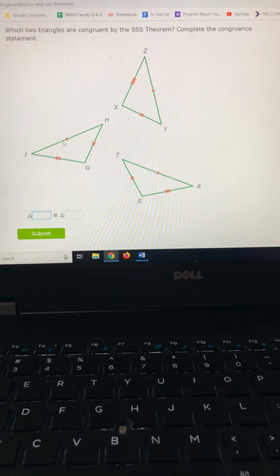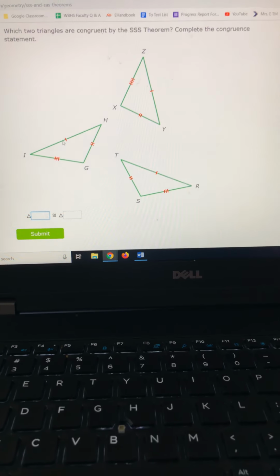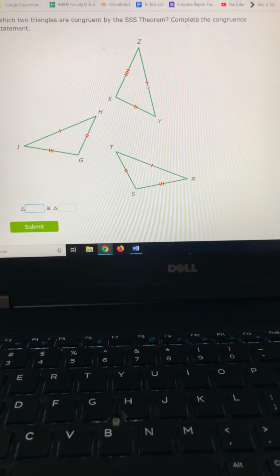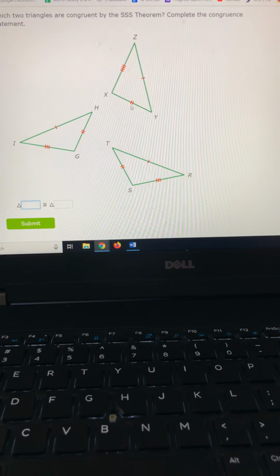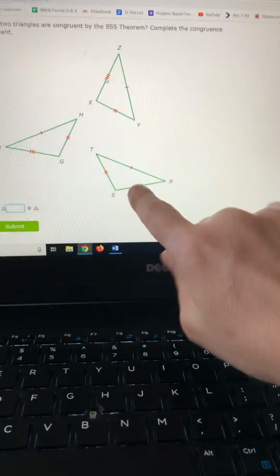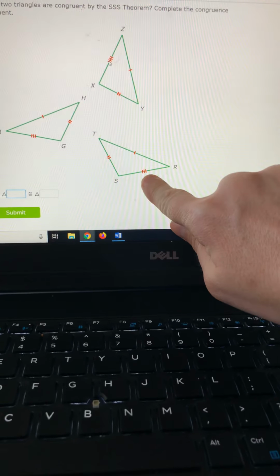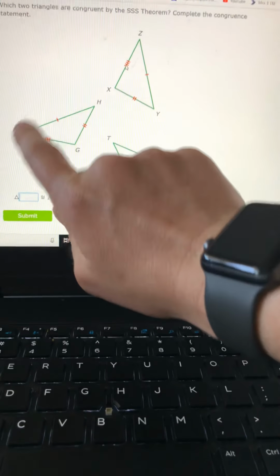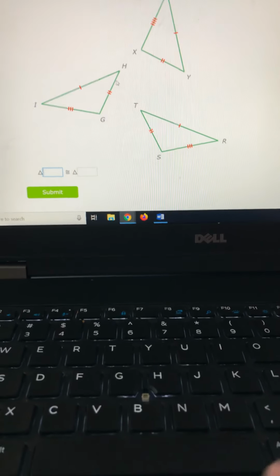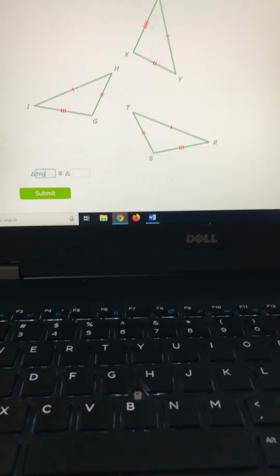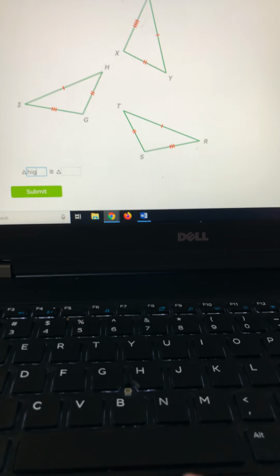So if we look here, and I start with this long side, we've got 1, 2, 3. Okay, this one has 1, 2, 4. Okay, so these 2 definitely do not match. This one has 1, 2, 3. Okay, so these 2 have the same exact markings. So I can name the first triangle however I want. You do not have to capitalize it. So I'm just gonna write H-I-G. H to I to G.